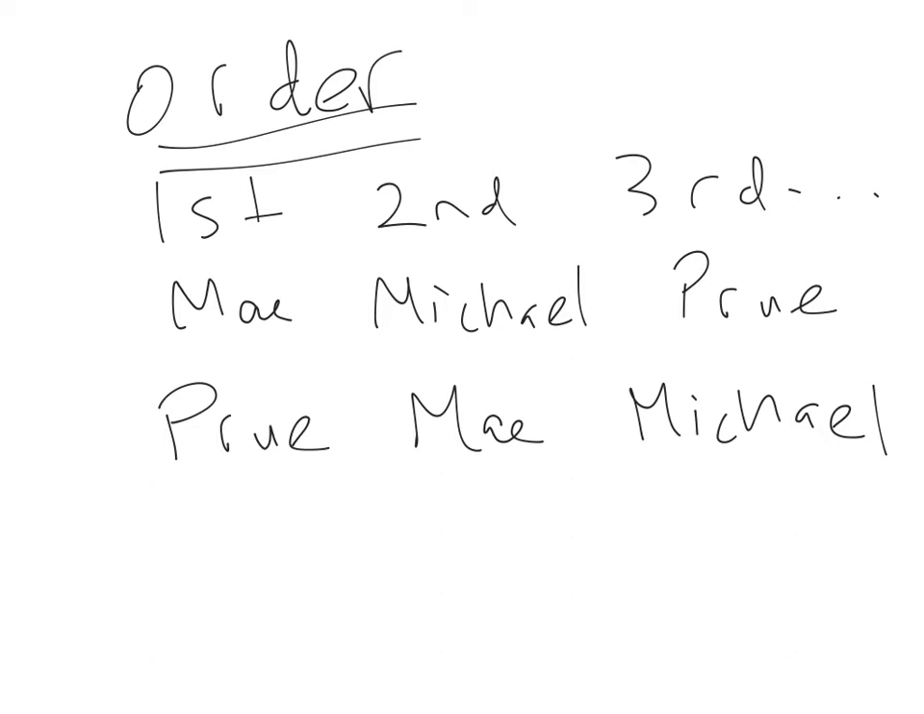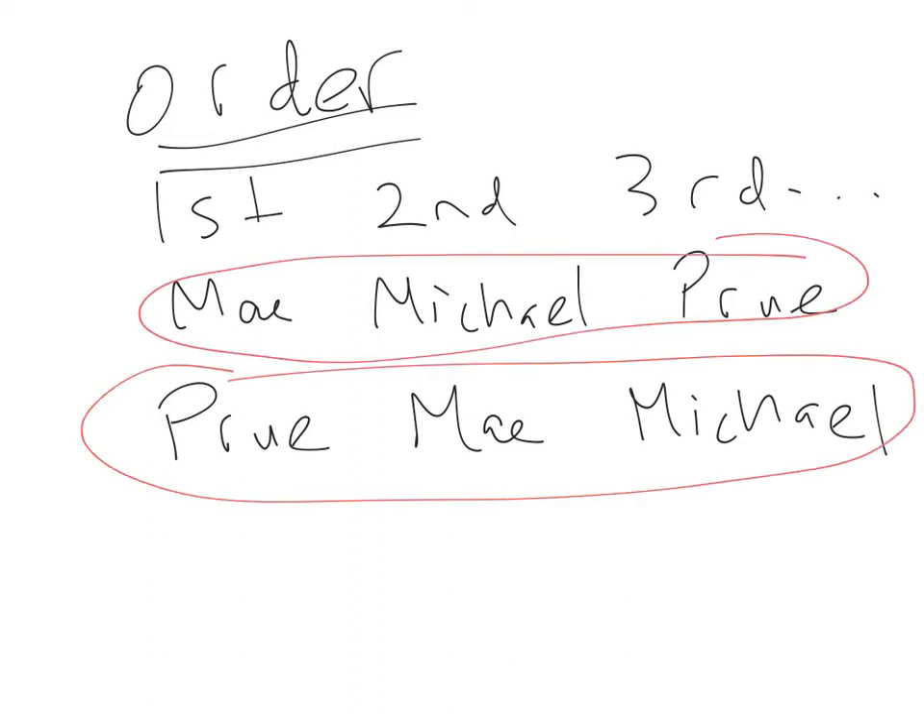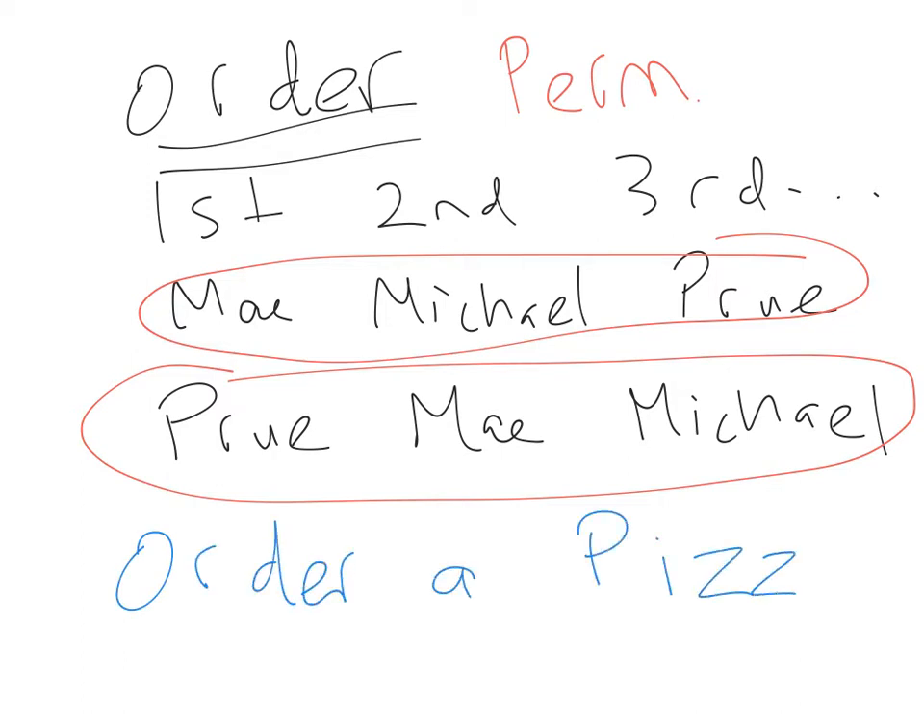Now, if order didn't matter, if we were playing 3-on-3 basketball, the team of Maegen, Michael, and Prue is the same team as Prue, Maegen, and Michael. Is that P? No, so it's C. Order is all about P. It's a permutation. Okay, and we remember that because you can order a pizza. So order goes with pizza. What's C mean? C is just the other one. As long as you remember one of them, it doesn't matter what the other one's doing.